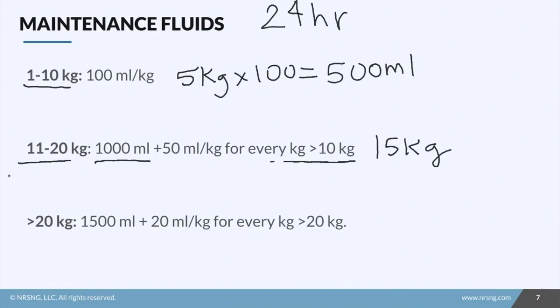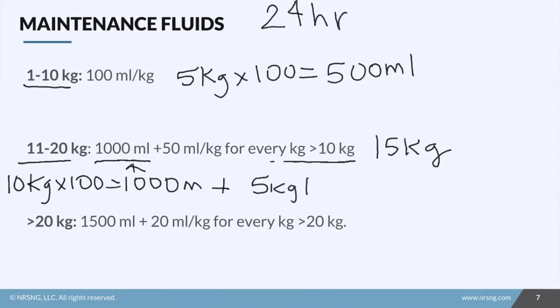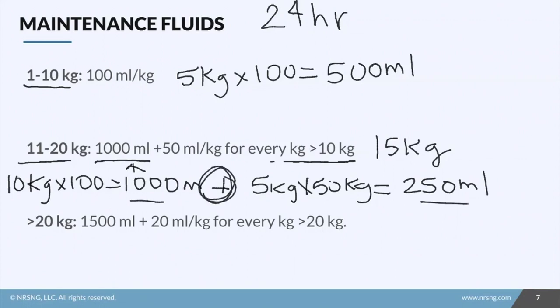So for the first 10 kilograms of their weight, we are going to multiply by 100, and we get that 1,000 mLs that you see written just above here. Now, for the next 5 kilograms of their weight, you are going to multiply by 50, and you get 250 mLs. Okay, and then the next step is just simply to add these two numbers together. So you end up with 1,250 mLs being their 24-hour fluid requirements.